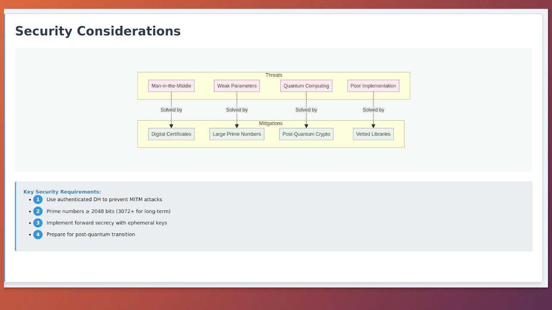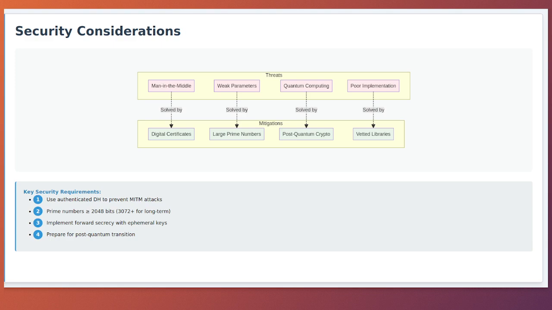This is why cryptographic libraries use carefully vetted parameter sets that have been analyzed by experts. Looking to the future, quantum computers pose a threat to Diffie Hellman. Shor's algorithm, which runs on quantum computers, can efficiently solve the discrete logarithm problem that Diffie Hellman relies on. This is why researchers are developing post-quantum cryptography to prepare for this eventuality.